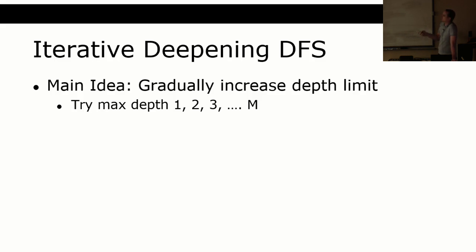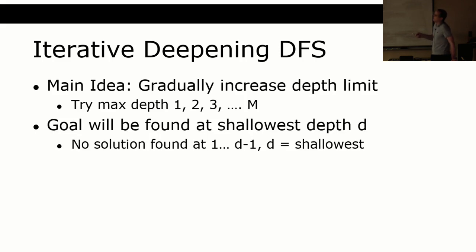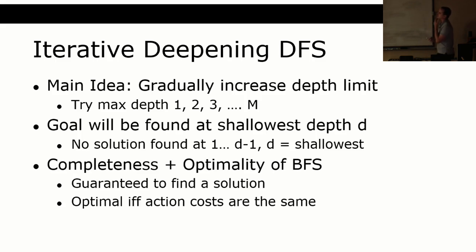So we're going to set L to 1 and then run a depth-limited search. If we didn't find a solution, set depth to 2, then run a depth-limited search. If we didn't find a solution, and so on, until we find a solution. And so the goal will be found at the shallowest depth D. The reason for that is because we haven't found any solutions from 1 to D minus 1. If there had been a solution that's shallower than D, then we would have found it. So whenever we find a solution, we know we're at the shallowest depth for that solution.